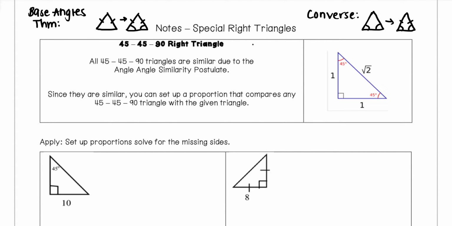In this video, we'll be looking at special right triangles. The 45, 45, 90 right triangle is the first one that we'll be looking at. All 45, 45, 90 triangles will be similar because of the angle-angle similarity postulate.